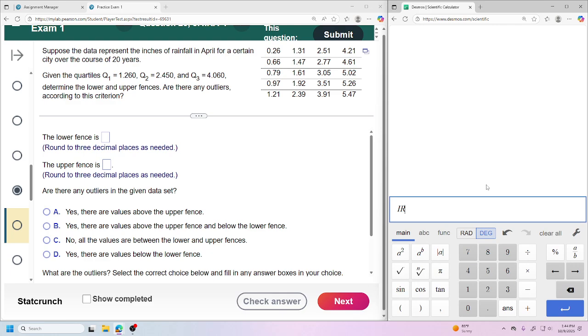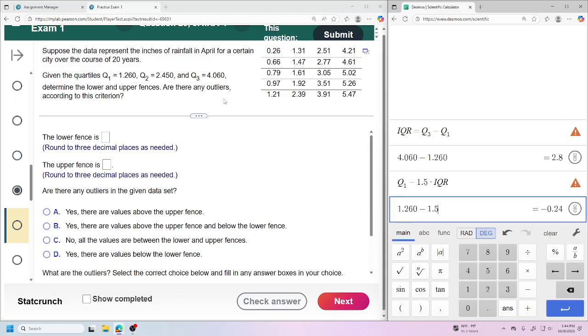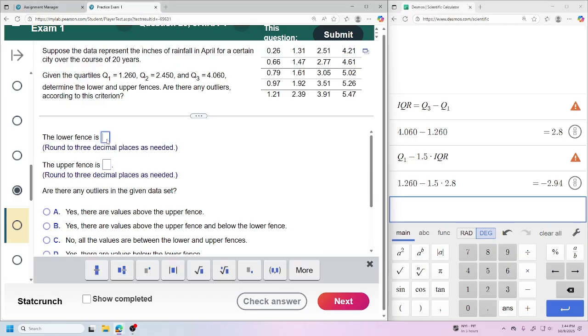So the IQR is Q3, sorry, Q3 minus Q1, and we have those. So like, don't we have a Q1 and a Q3? So 4.060 minus the 1.260. So far, so good. That's my IQR. And then I have the two different formulas, Q1 minus 1.5 times IQR. And so that would be the 1.260 minus 1.5 times that 2.8. And like that's one of my answers right there. Like they're saying, what's the fence thingy?